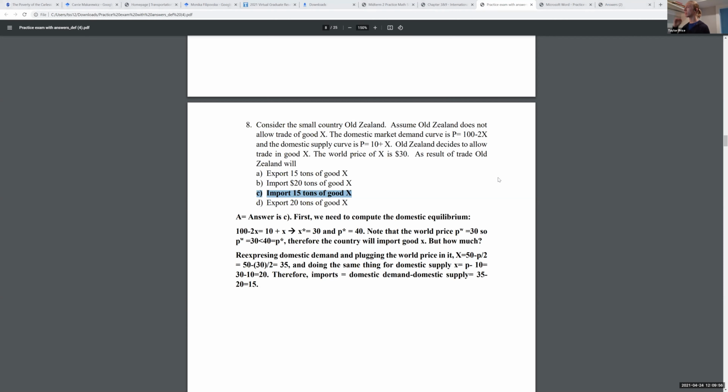Does that process make sense as far as how to go about solving that one? Yes, and for example, if there was a tariff involved, like a $2 tariff, would you just do 32?